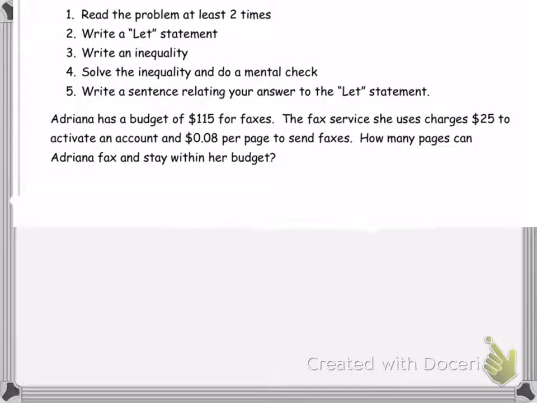It says here, Adriana has a budget of $115 for faxes. That's how much she starts with. The fax service she uses charges $25 to activate an account and 8 cents per page to send faxes. How many pages can Adriana fax and stay within her budget? Now, $115 is the most that she is allowed to spend, and so that is at most $115.